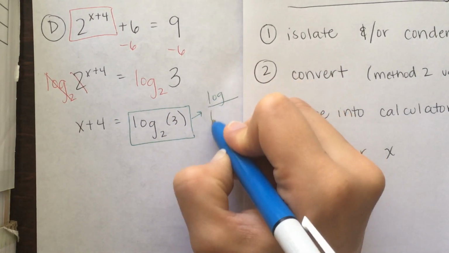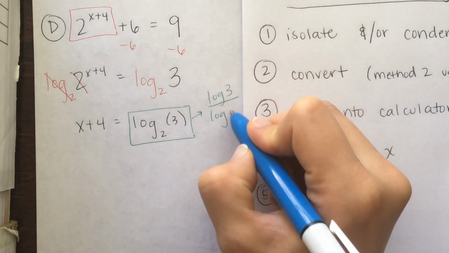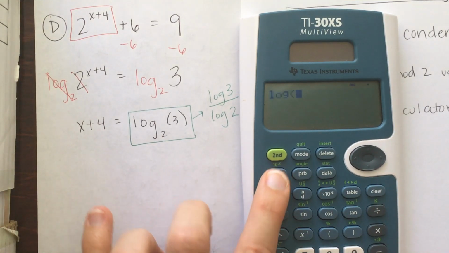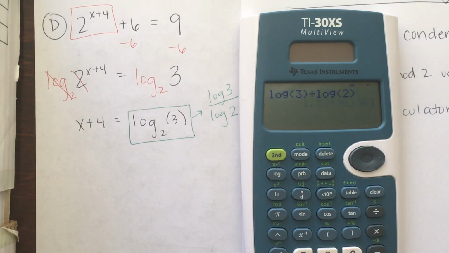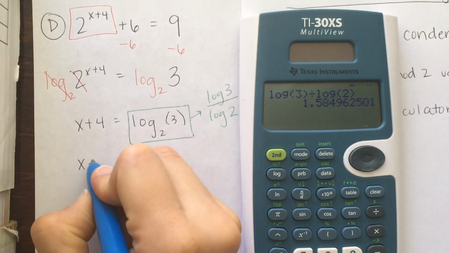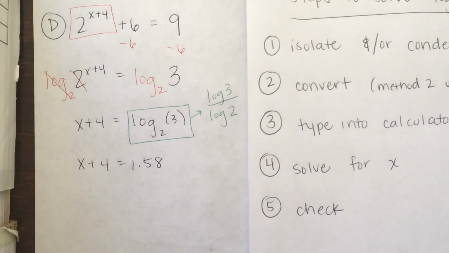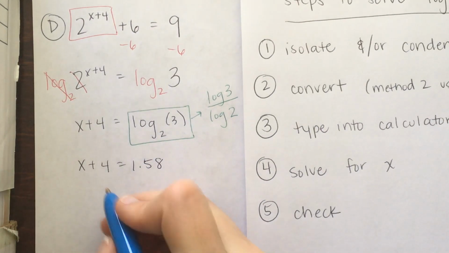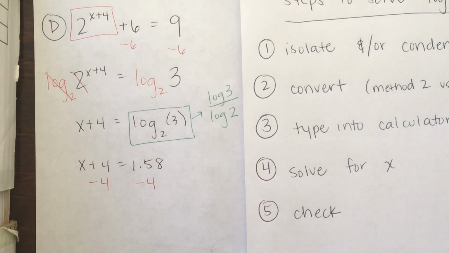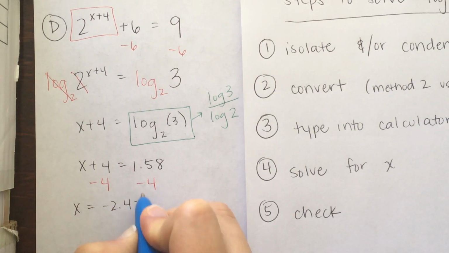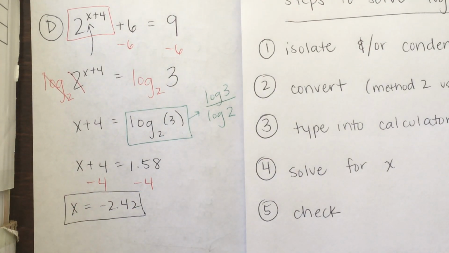I may use change of base here. The parentheses is physically higher than the subscript, so that reminds me to put the 3 on top. And now solve for x, or subtract your 4 to the other side. Check your answer. You could plug the negative 2.42 back into the exponent and you should get a 9.